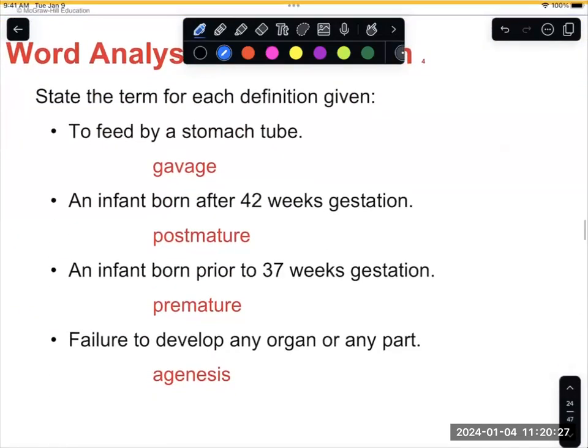So to feed by a stomach tube, gavage. Post-mature is an infant born after 42 weeks gestation. Premature is an infant born prior to 37 weeks gestation. Then agenesis is the failure to develop any organ or any part.